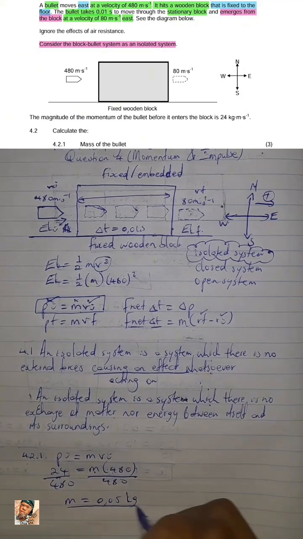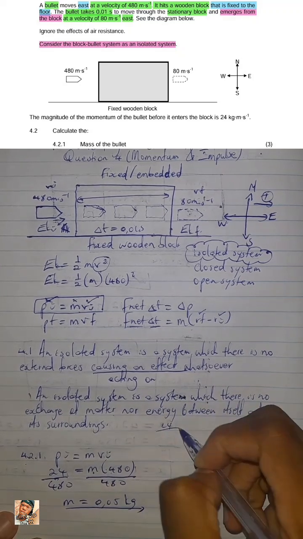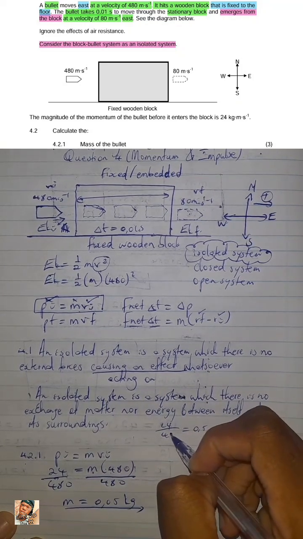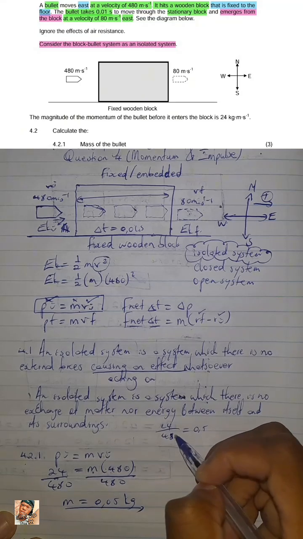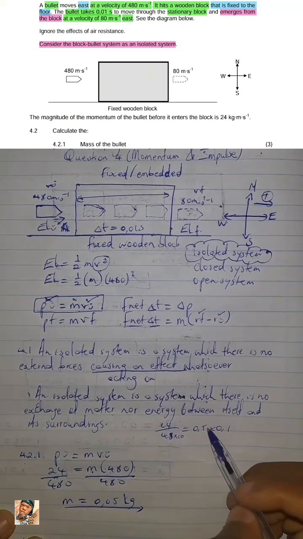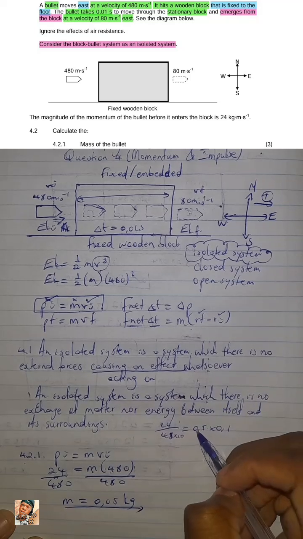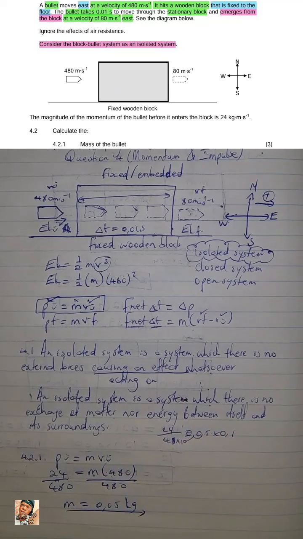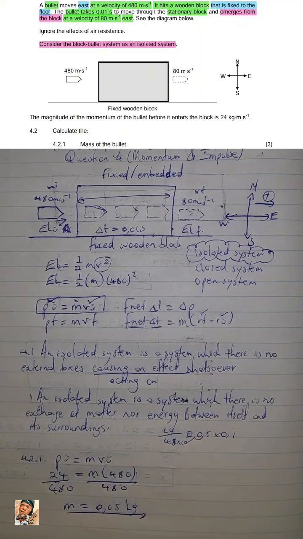So 24 over 48 is equal to half, which is 0.5, but this is 48 multiplied by 10, so we have 1 over 10. So 1 over 10 is 0.1. When you multiply 0.5 by 0.1, you take the comma to the left once, so that's going to be 0.05. That's how I got it. I know that there's certain people who are curious, wondering where did you get the answers from? So that is how I got the answer, right? So the mass of the bullet is 0.05 kilograms. That is how we answer 4.2.1, the mass of the bullet.